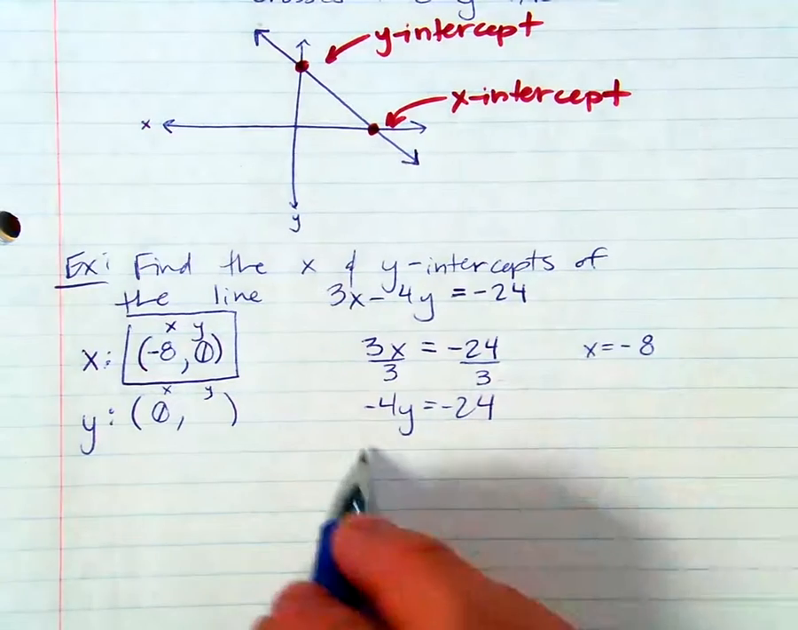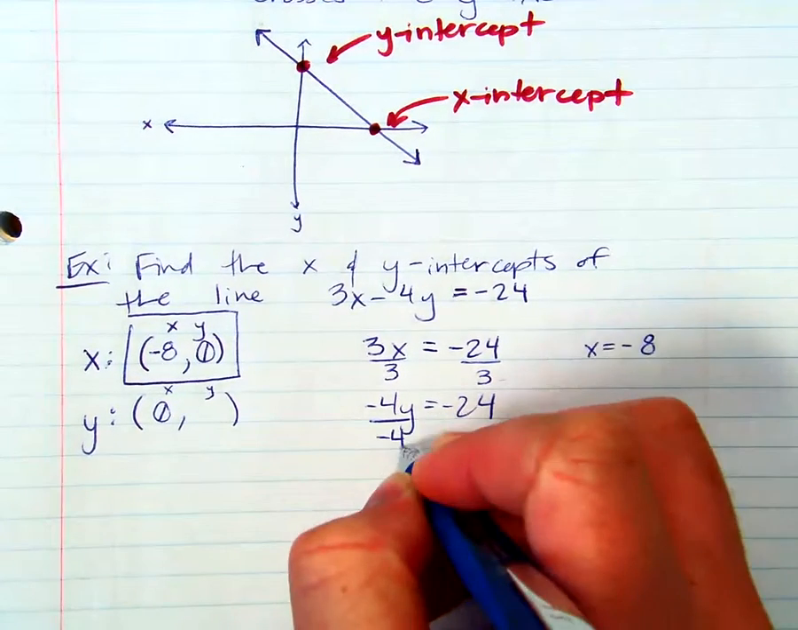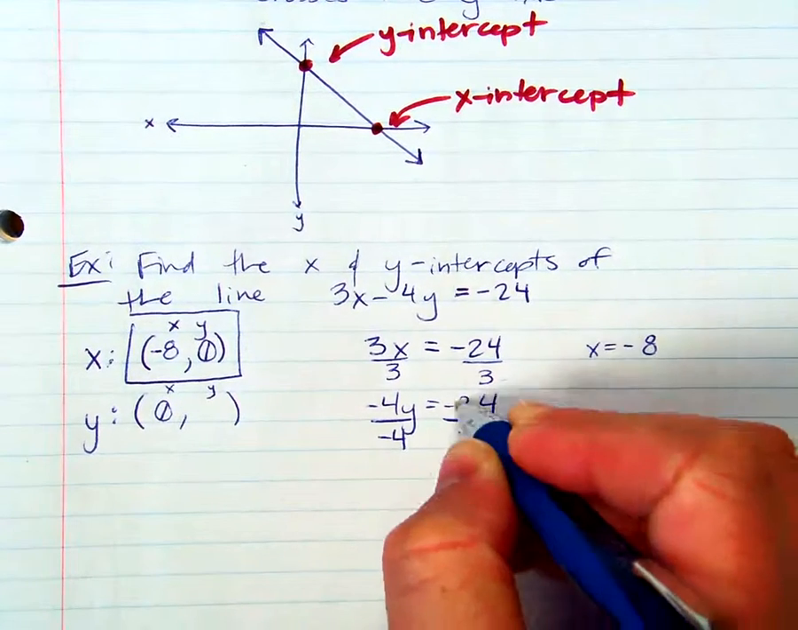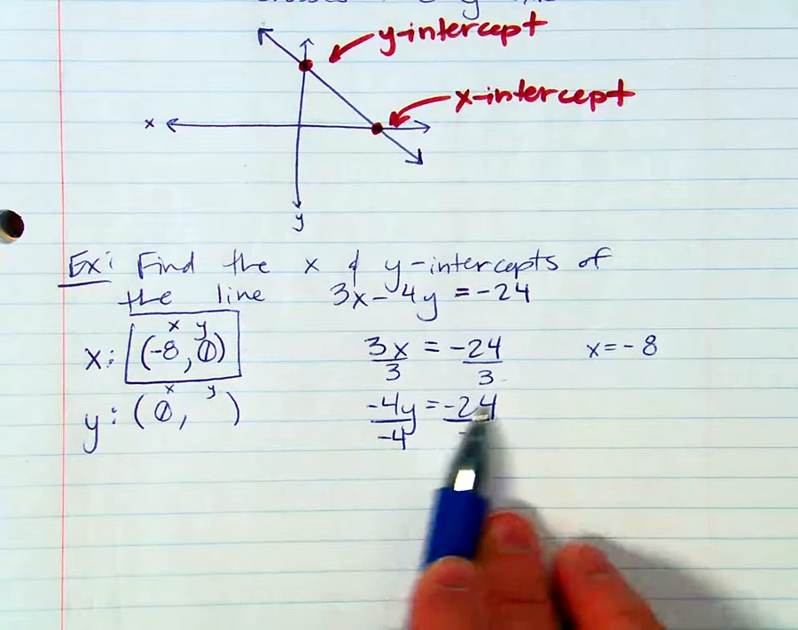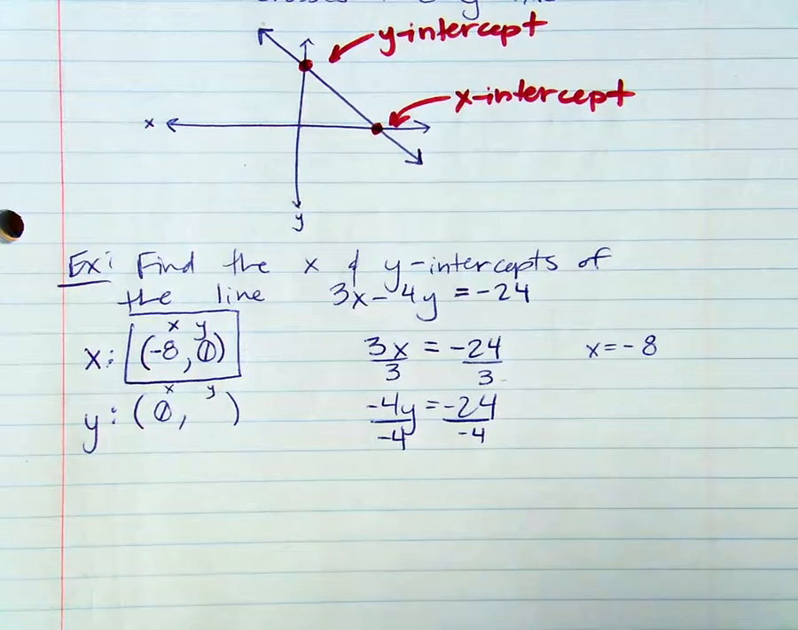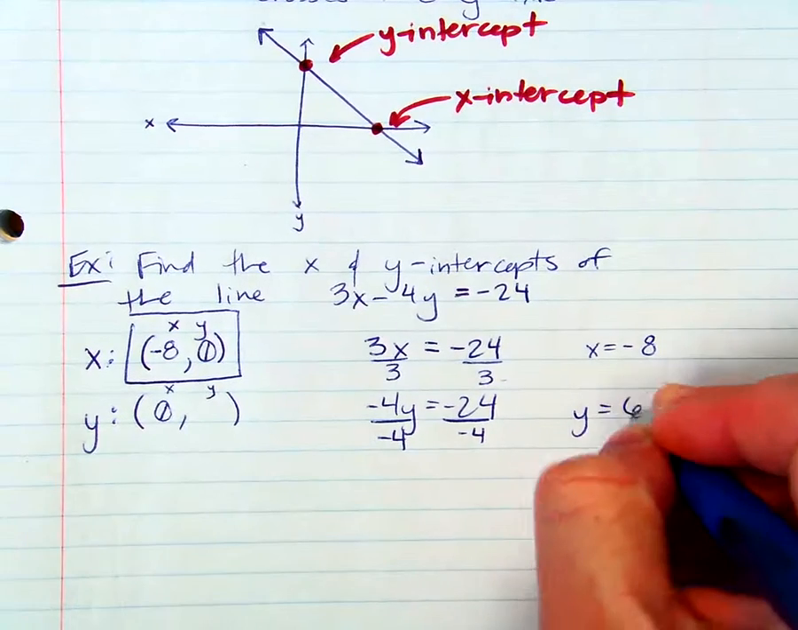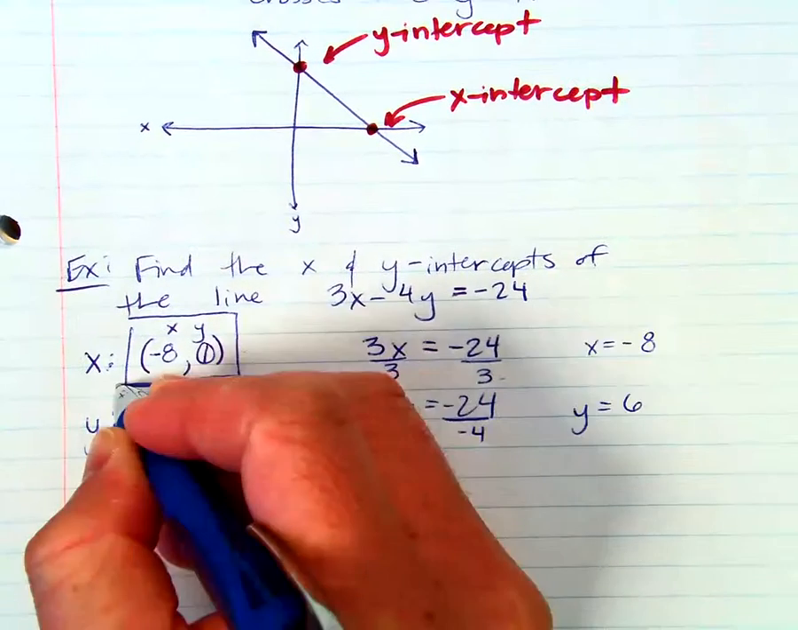I'll do the same thing here. I have a negative 4, so let's divide by negative 4. First of all, a negative divided by a negative is what? It's going to be positive, and what's 24 divided by 4? 6. So in this case, y is positive 6, and there's my y-intercept.